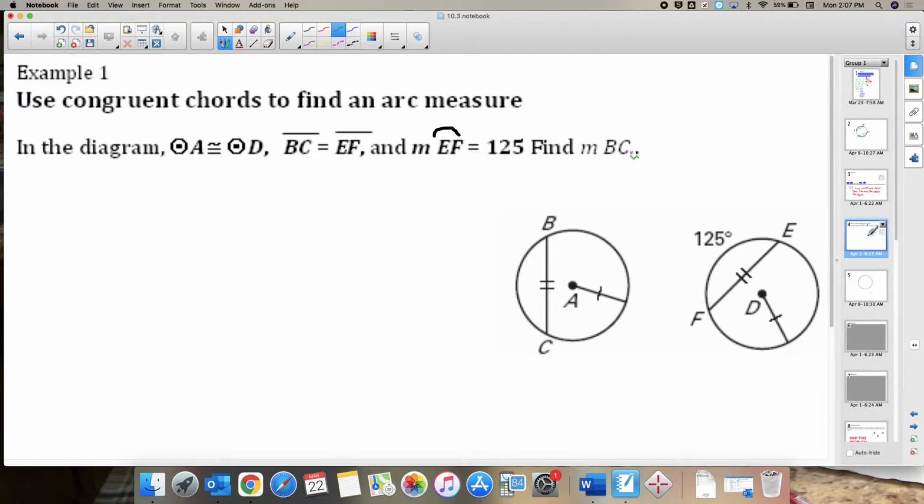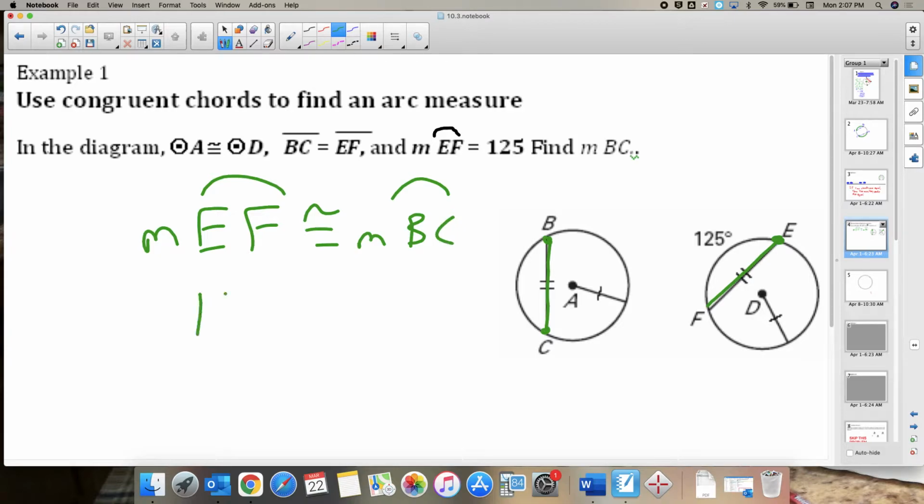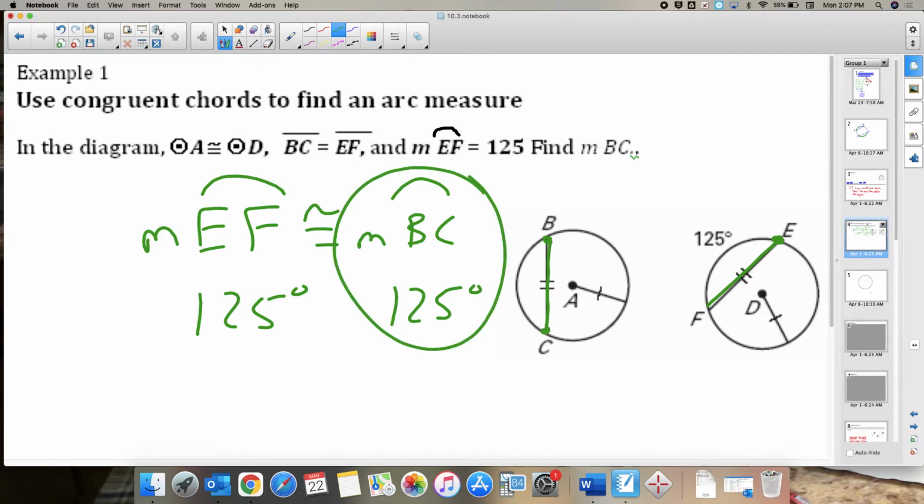Taking a look at our example then. So in your diagram, circle A is congruent to circle D. Since chord BC is congruent to chord EF, that means the measure of arc EF will be congruent to the measure of arc BC. So since EF is 125 degrees, BC will also be 125 degrees.